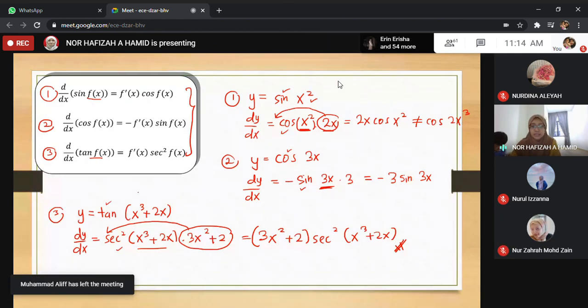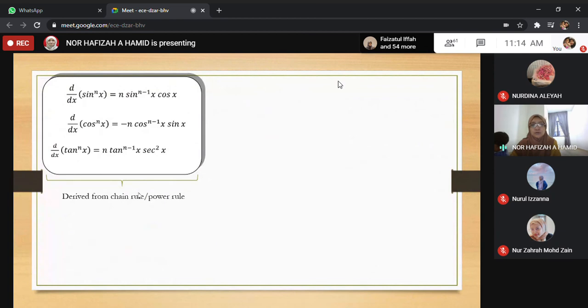Okay, so next we have the third part for trigonometric function. This one is for power, if your function involves power. For example, you have sin n to the power of x. The n can be any number. This formula is actually derived from the chain rule or power rule. If we look back at the last class, if I take an algebraic function, for example, x square plus 2x, the power is 3.